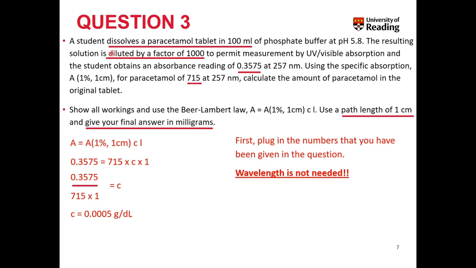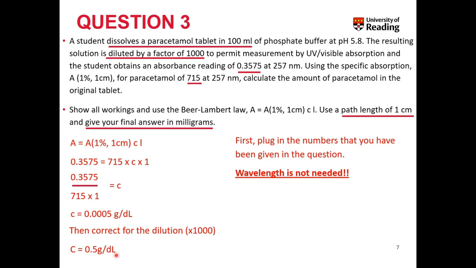Now the solution was originally diluted by a factor of 1,000, so essentially the concentration was divided by a factor of 1,000. So to get back to the concentrated solution, we need to multiply by 1,000. So it means that we need to take this value here and multiply this by 1,000 to correct for the dilution. This will then give you a value of 0.5 grams per deciliter.